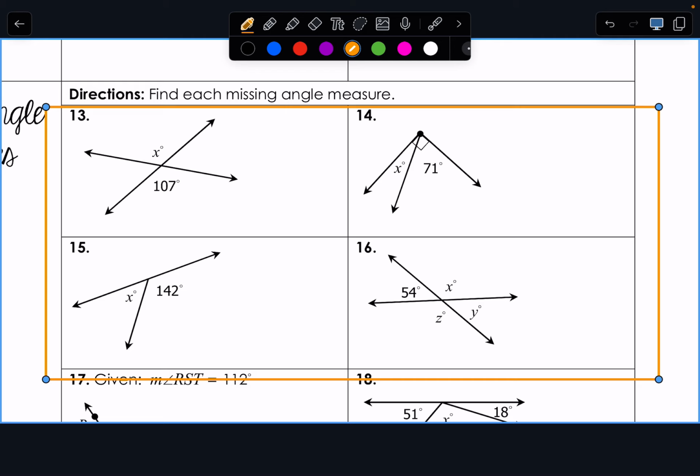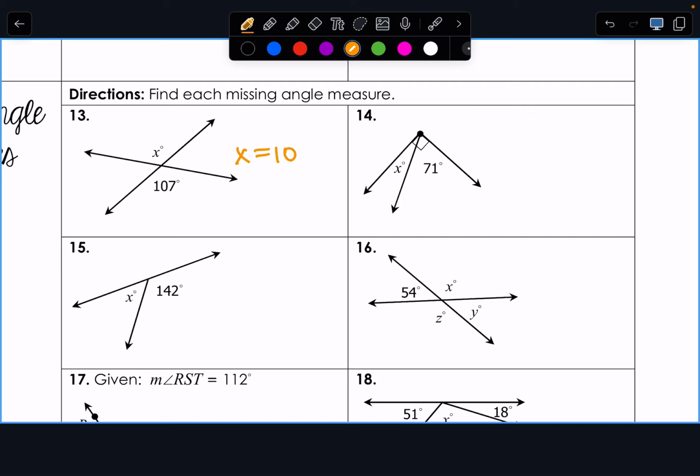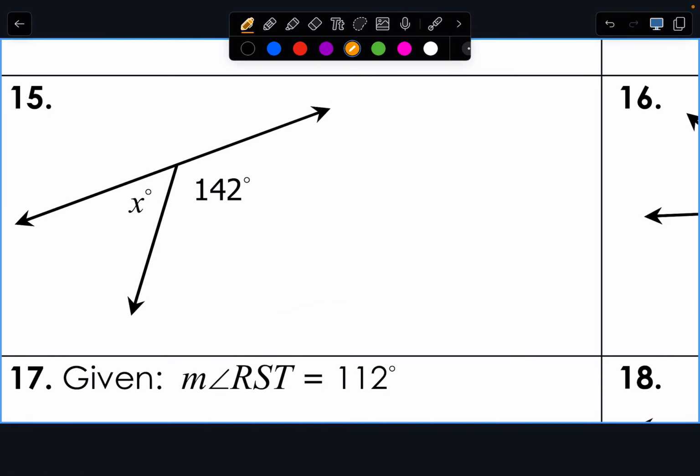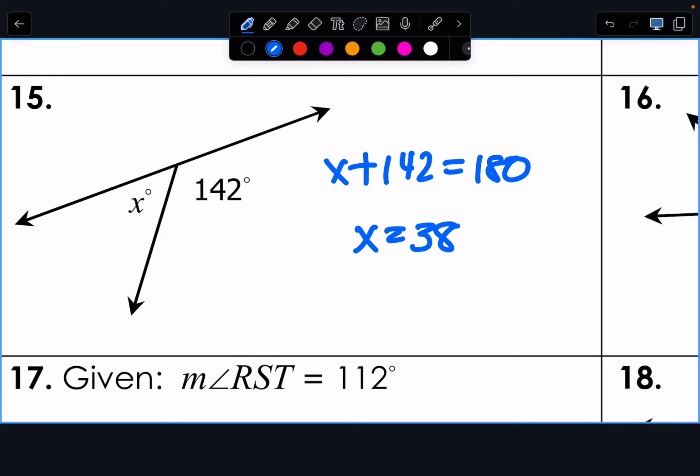Okay. Number 13, what's X? X is 107. Emily, what's X in number 14? How'd you get that? 71 plus 19 equals 90. We knew that these two needed to add together to be 90 degrees. Okay. All right. In number 15, we have two supplementary angles. Aaliyah, what's X? 38. Okay. We know X plus 142 equals 180.